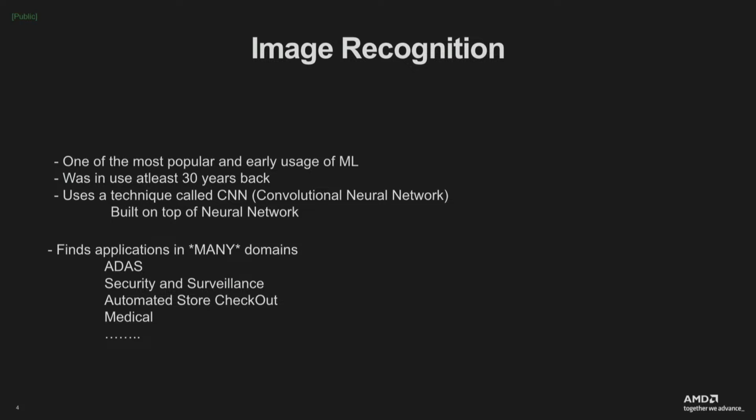Image recognition works on a technique called CNN, Convolutional Neural Network. And the convolutional neural network is built on top of the neural network itself.